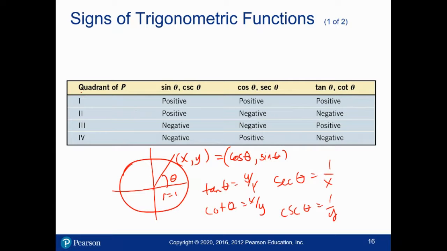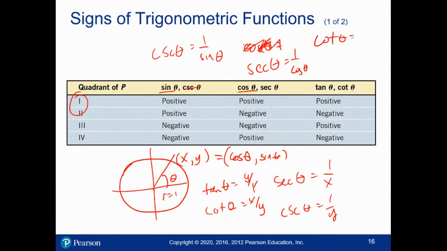So in quadrant 1, x and y are both positive, which means the sine is positive, the cosine is positive, but since sine is positive, so is cosecant. Observe, since cosecant is just 1 over sine, if one of them is positive, the other one is. That's why they just get the same column. Similarly, since secant is 1 over cosine, if one of them is positive, so is the other, so they're just getting the same column. And since cotangent is just 1 over tangent, if one of them is positive, so is the other, so they get the same column. So in quadrant 1, x and y are both positive, which means all of these things are going to be positive.